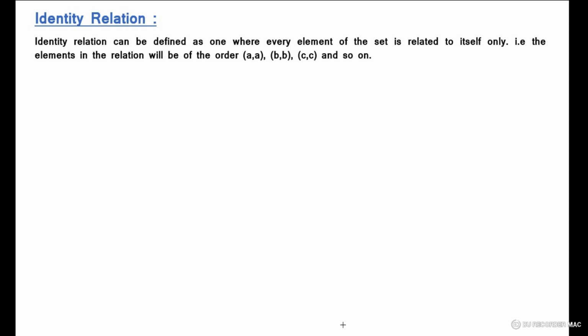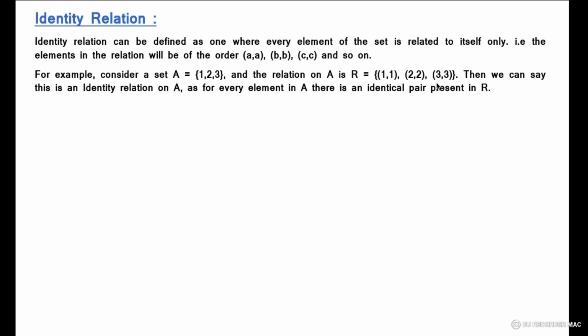Now let's move on to identity relation. So what is an identity relation? It can be defined as one where every element of the set is related to itself only. That is, the elements in the relation will be of the order (a, a), (b, b), (c, c). So here every element, that is a, is related only to itself, only to a; b only to b; and c only to c, nothing else. It can't be (a, b). It can't be (a, c).